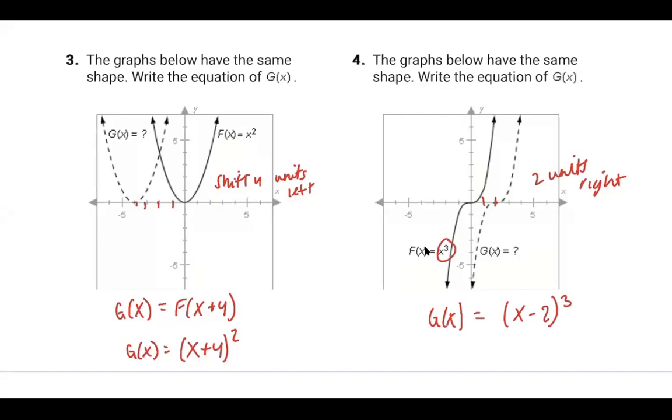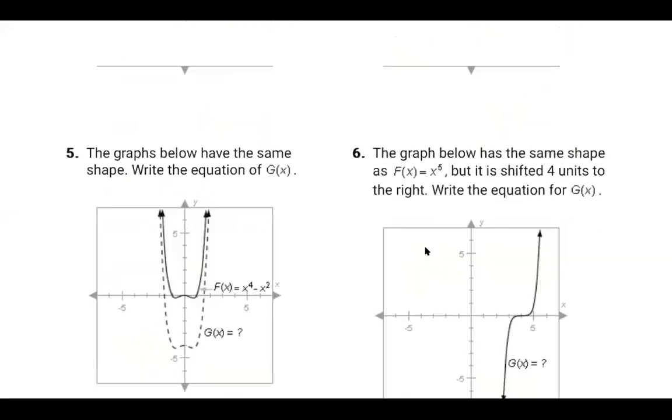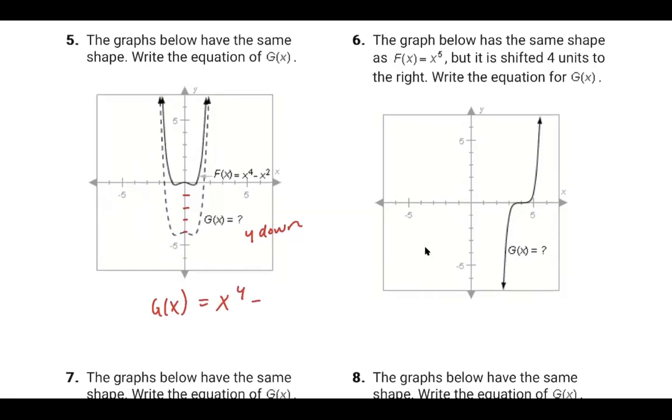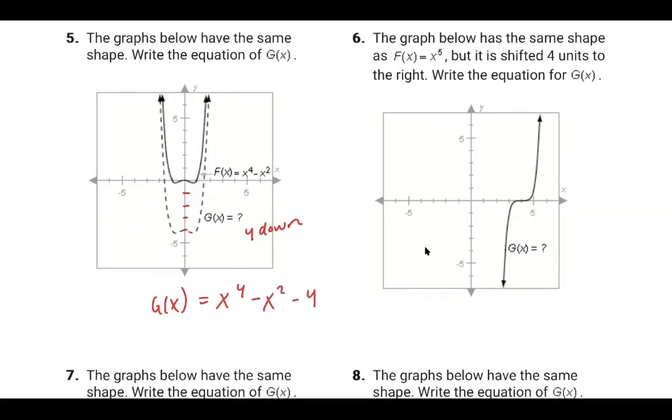I could do one more kind of funky one. We'll go with the original function is x to the 4th minus x squared. I've shifted 1, 2, 3, 4 down. I've shifted 4 down, so g of x is just subtracting 4 from the entire expression.